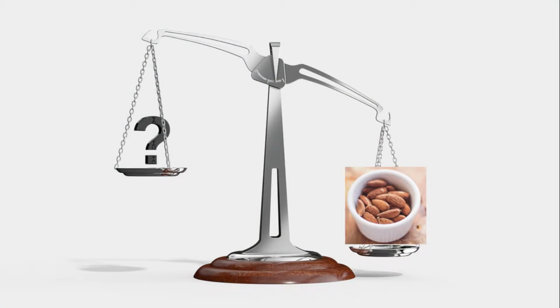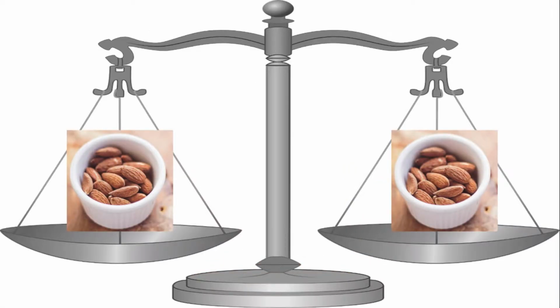Imagine putting a bowl of nuts on the right side of the scale and leaving the left empty. It will tilt to the right and the scale is no longer balanced. To make it balanced, place another bowl of nuts on the left. Now it's balanced. So what does this scale and the bowl of nuts have to do with accounting?